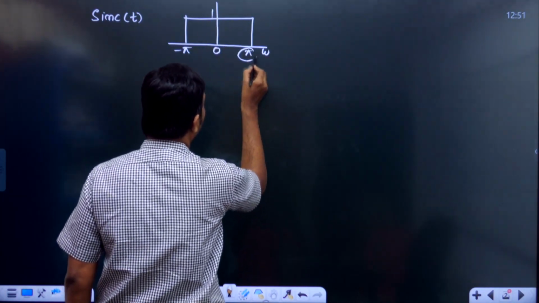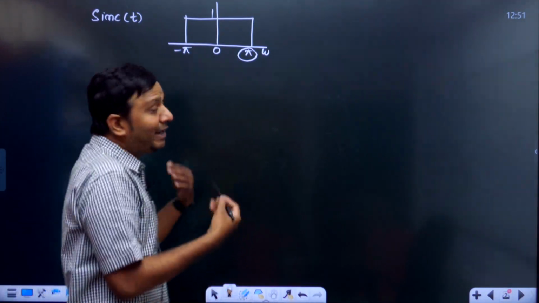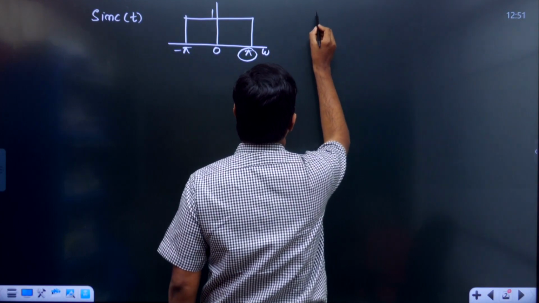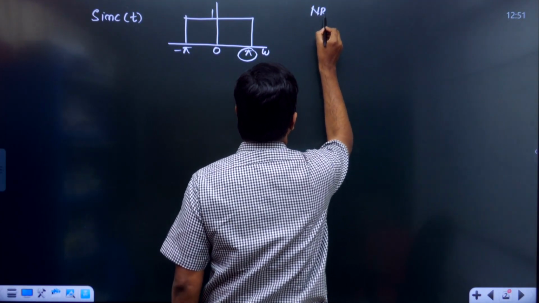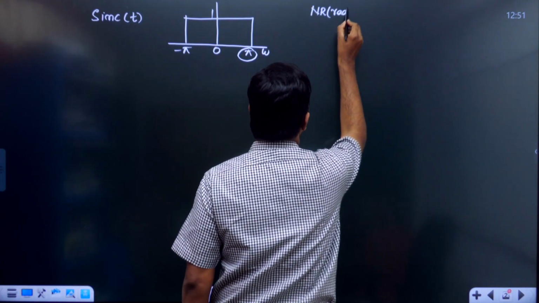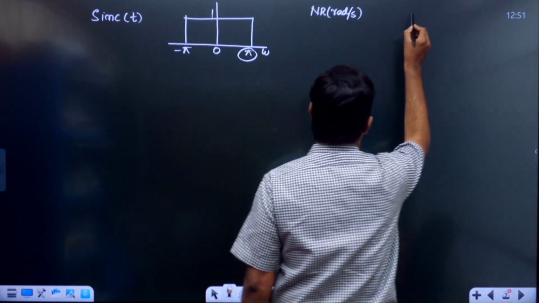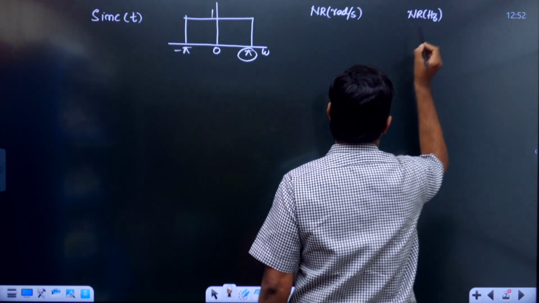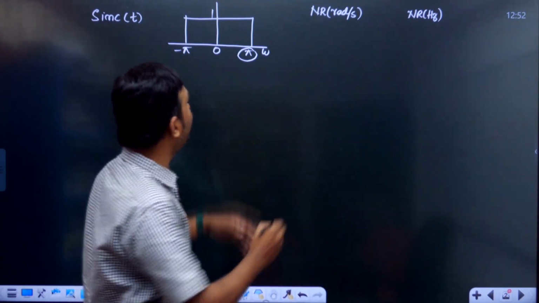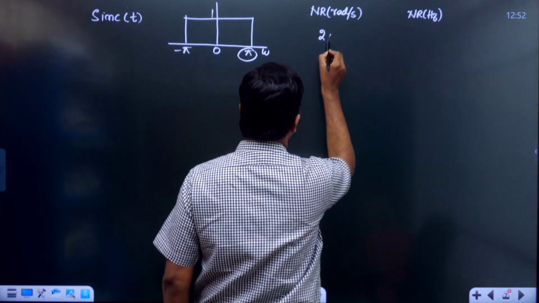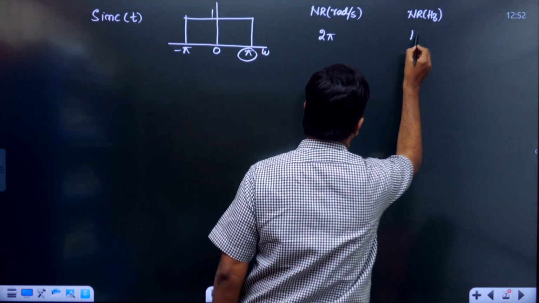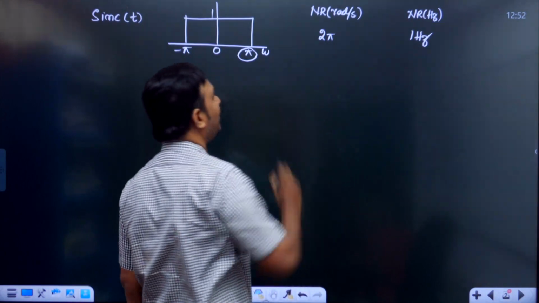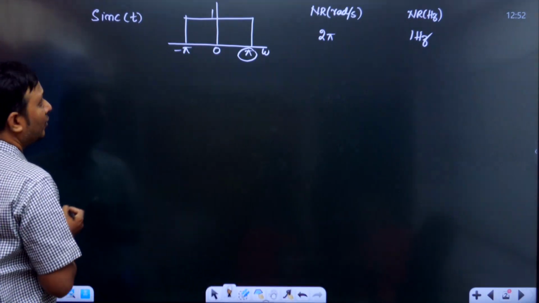So I got the highest frequency component, and twice the highest frequency component gives you the Nyquist rate. So Nyquist rate in radians per second is 2π radians per second. In terms of hertz, 1 hertz. If I divide this 2π by 2π, 1 hertz, right?